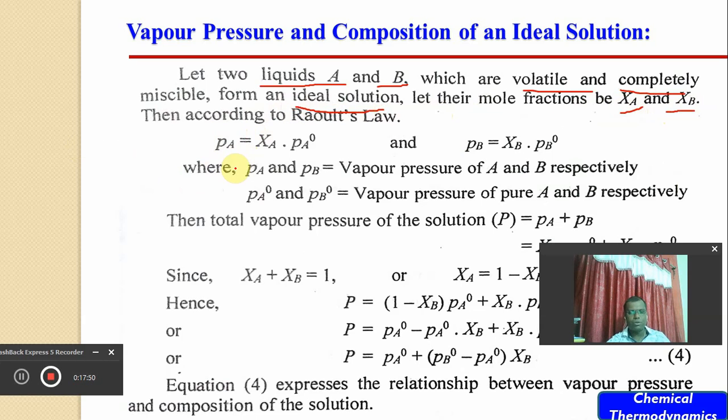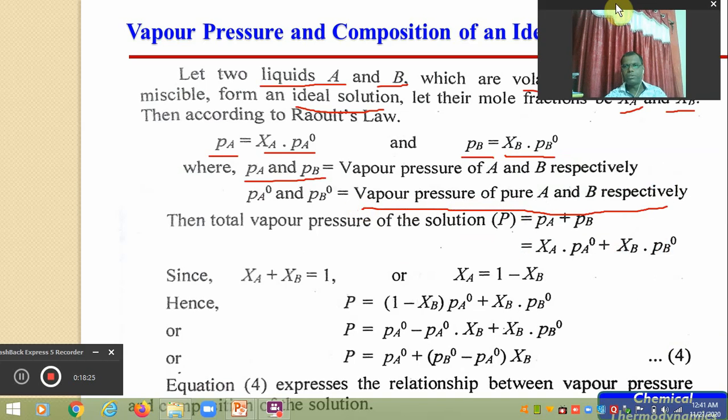Then according to Raoult's law, what is Raoult's law? The partial vapor pressure of the ith component is equal to the product, meaning the multiplication, of the mole fraction and the vapor pressure in the pure state. So PA is equal to XA into PA0, and PB will be equal to XB into PB0, where PA and PB are the partial vapor pressures of A and B in the system. PA0 and PB0 are the vapor pressures of pure liquid A and B respectively.